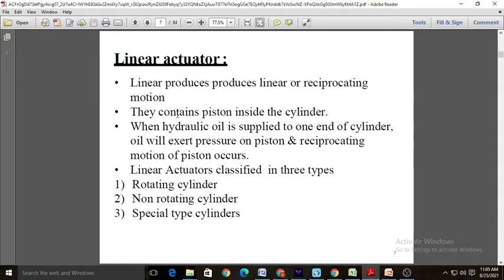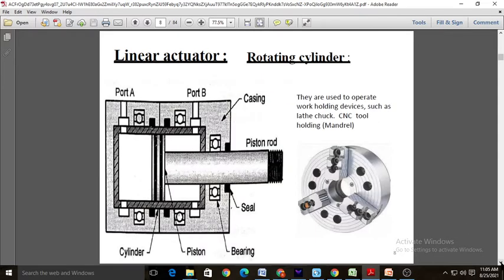Then linear actuator. The linear actuators are the actuators that produce the linear or reciprocating motions. They contain pistons inside the cylinder. When hydraulic oil is supplied to one end of cylinder, oil will exert the pressure on piston and reciprocating motion of piston occurs. The linear actuators are further classified into two: rotating cylinder, non-rotating cylinder, and special type of cylinders.